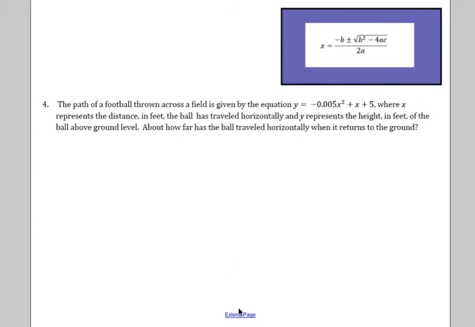So example 4. A path of a football thrown across a field is given by the following equations, where x represents the distance in feet the ball has traveled horizontally. So that's important to know. So x is the distance in feet traveled horizontally. And y represents the height.